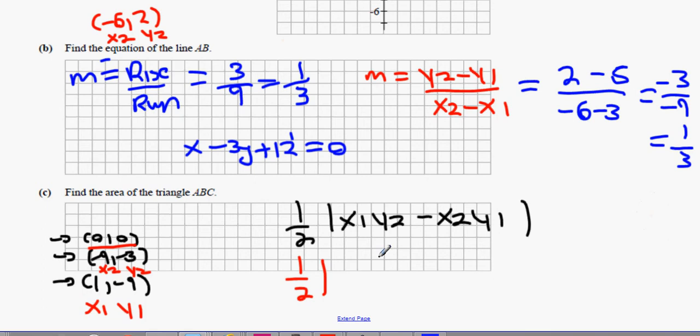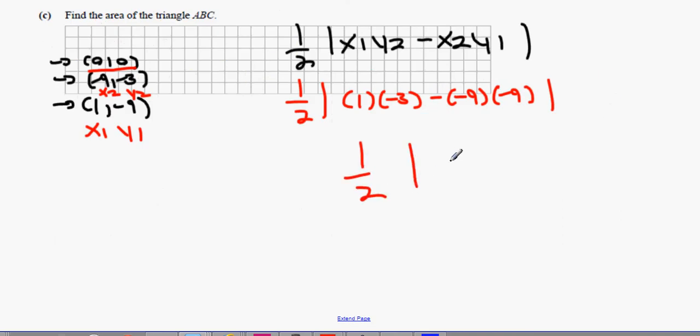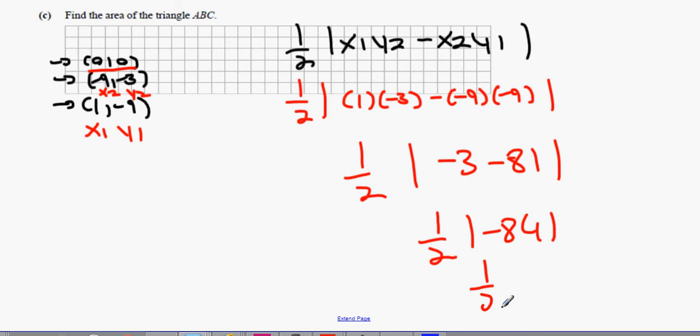So what we're going to do is get half of x1, which is 1, y2 is minus 9, minus x2, which is minus 1, and minus x1 is 1, y2 is minus 3, x2, which is minus 9, and y1 is another minus 9. Put them in together, and what we're going to get is a half of minus 3 minus 81, a half of minus 84, which is basically a half of 84, which is 42. So it's 42 square units, okay? Now, moving on, next question.